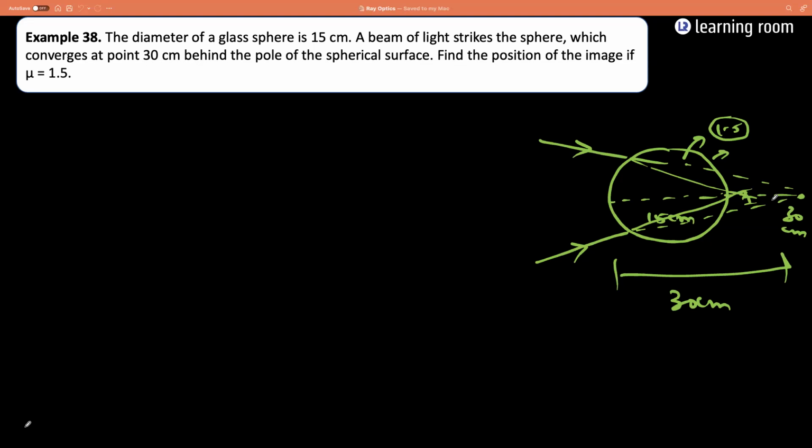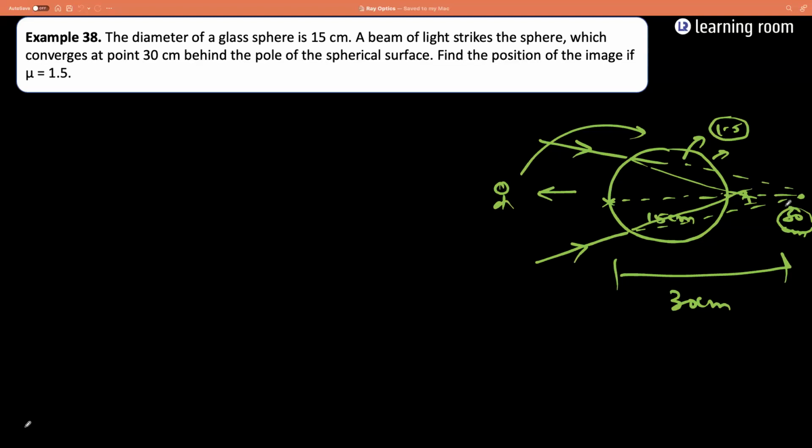Sir, behind the pole means like where will the image be? So if you take this side, you're standing, then this is where you say behind the pole. Behind the pole is 30 centimeter.